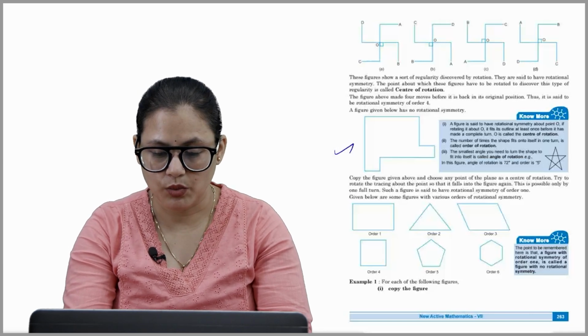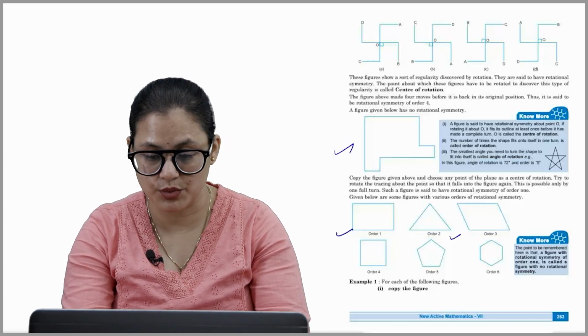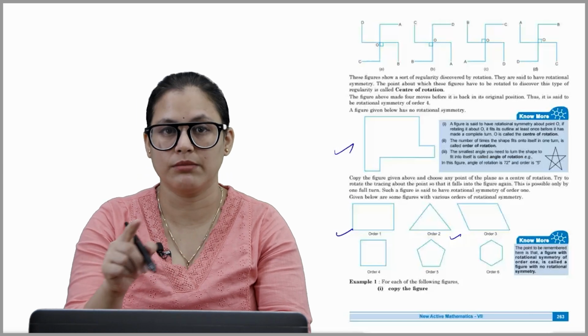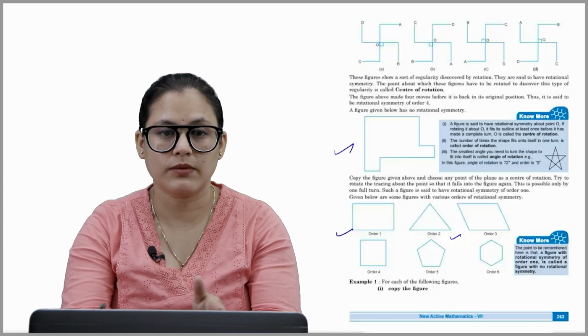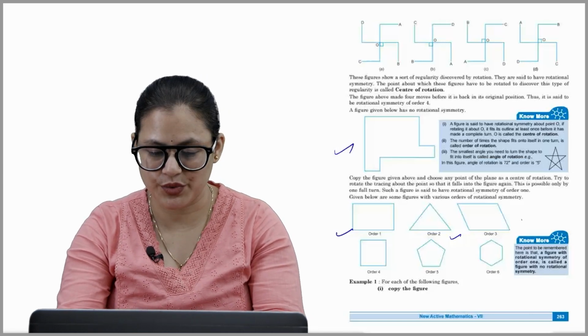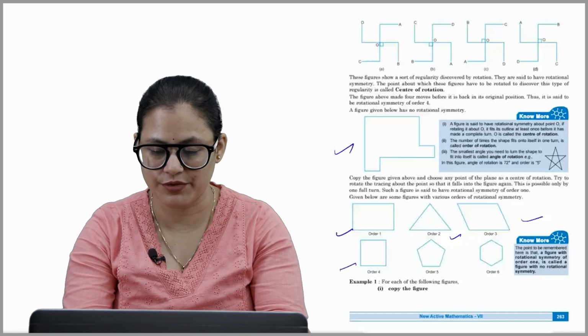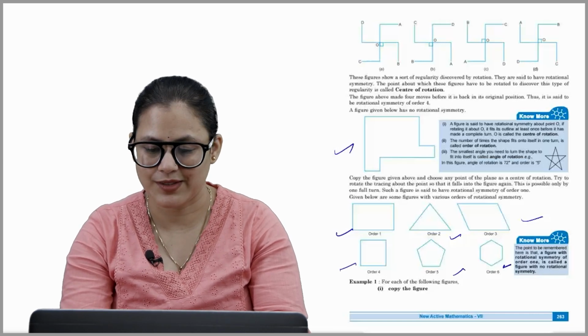Given below are some figures with various orders of rotational symmetry. Order 1, order 2 means if you rotate it by 2 times, you will get the same shape again. Order 3, order 4, order 5 and order 6.